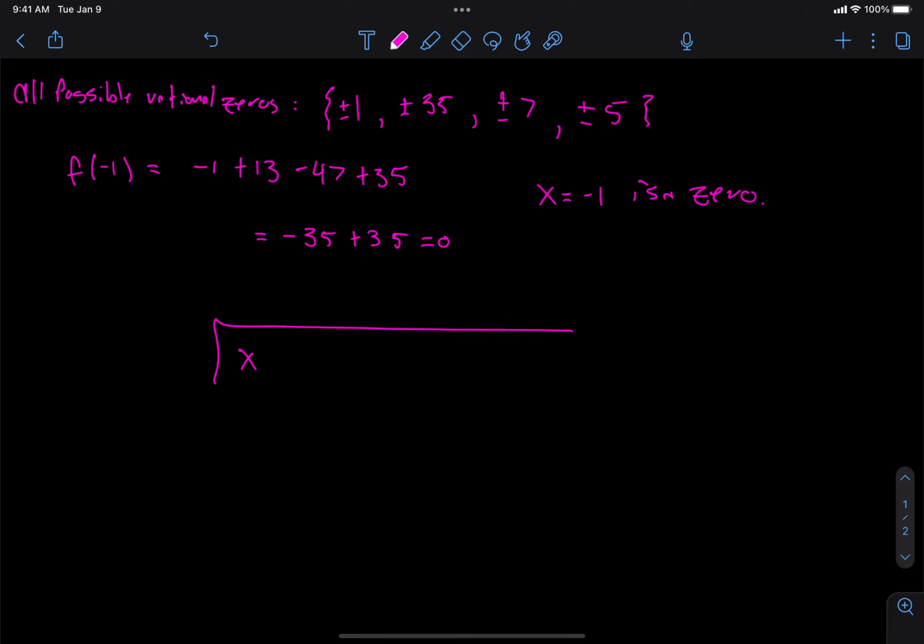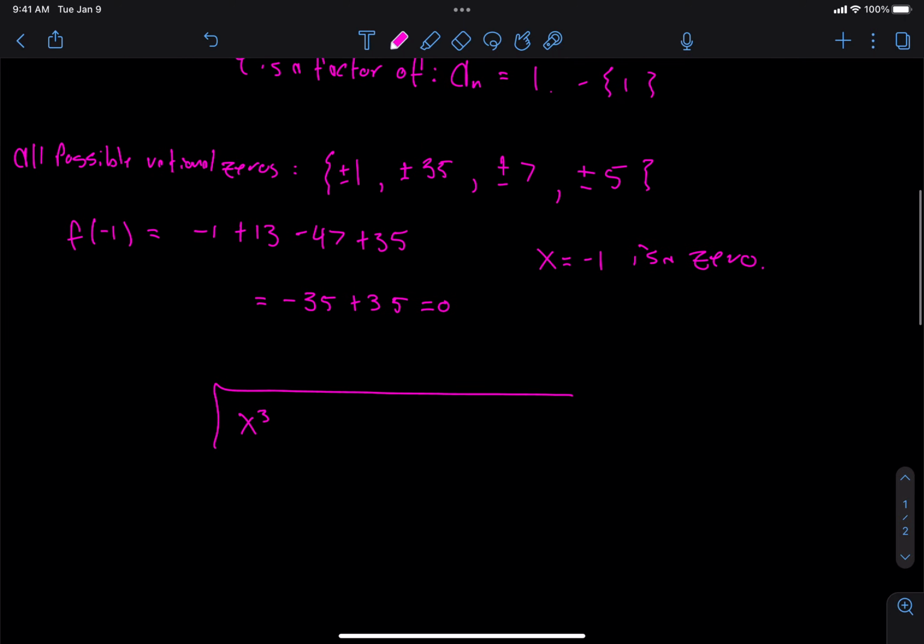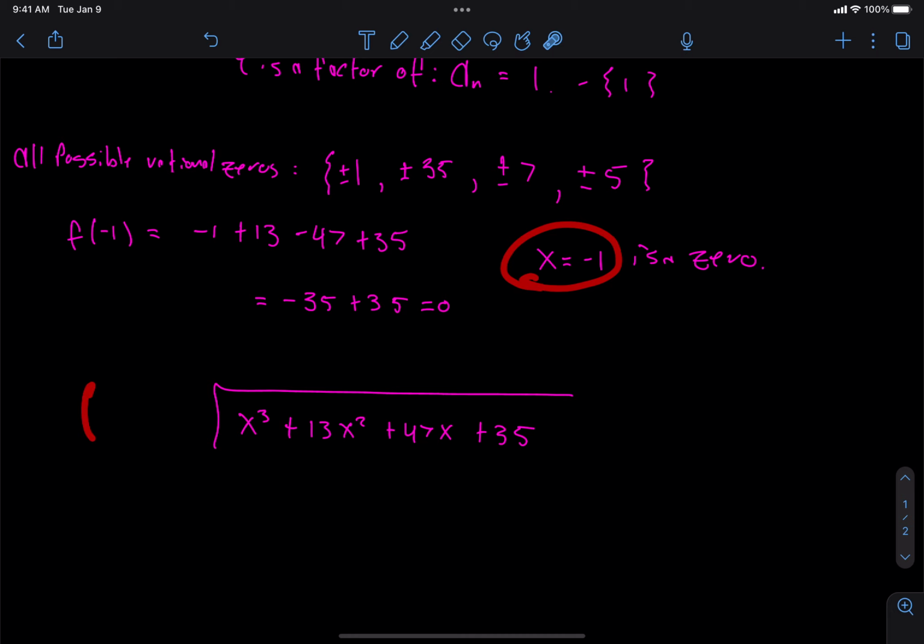So now what are we going to do? We're going to take x cubed plus 13x squared plus 47x plus 35, and we're going to divide out what? What is the factor? If x equals -1 is a 0, what should the factor be? It should be x plus 1, right? It should be x plus 1.